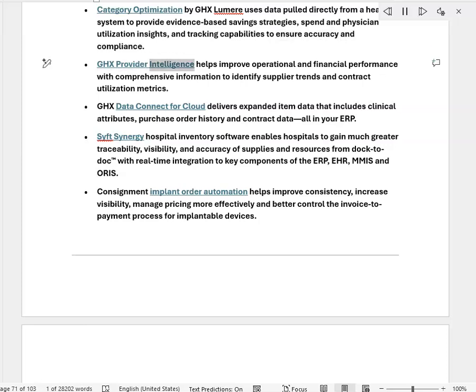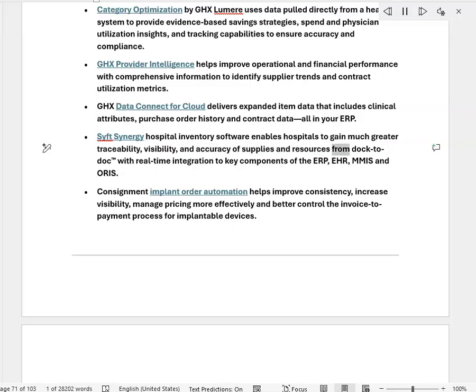GHX Provider Intelligence helps improve operational and financial performance with comprehensive information to identify supplier trends and contract utilization metrics. GHX Data Connect for Cloud delivers expanded item data that includes clinical attributes, purchase order history and contract data all in your ERP.